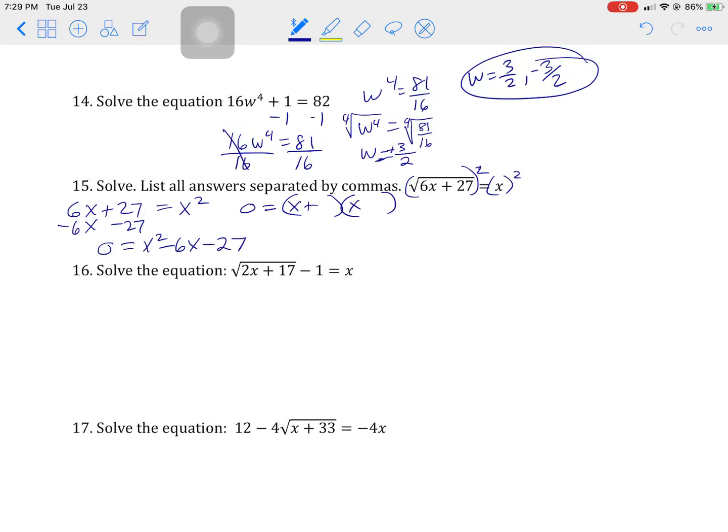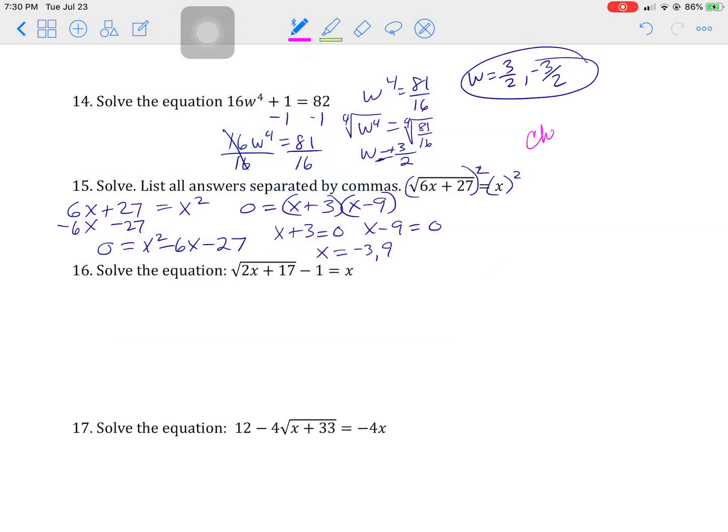Negative means there's a plus and a negative somewhere. And to get a negative left over, the larger factor needs to be by the negative. So that's here. That means x plus 3 equals 0, x minus 9 equals 0. So x is going to equal a negative 3 and a positive 9, and because it was an even root, we need to check both of those. So let's do my checking in pink here.